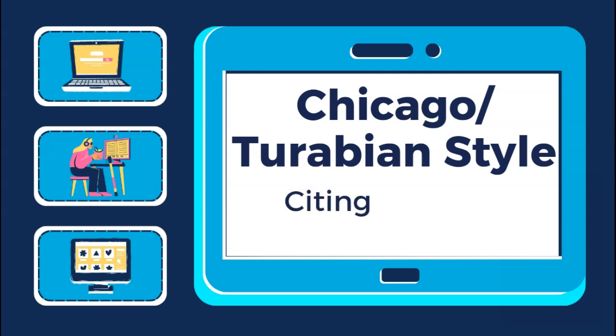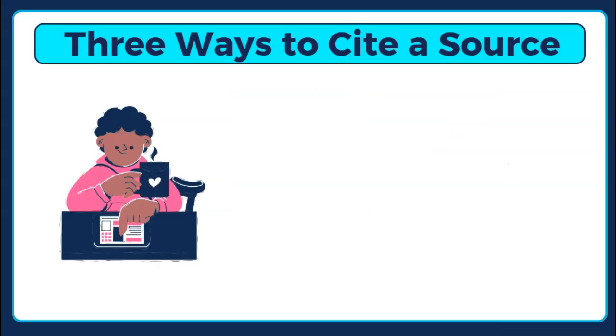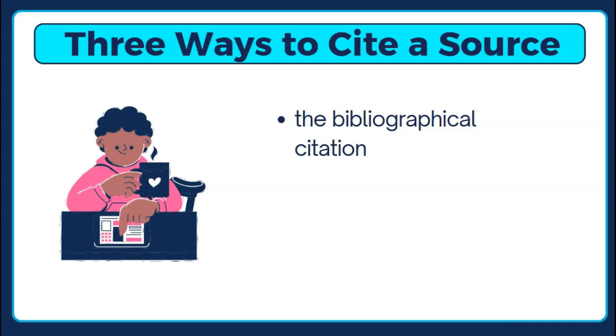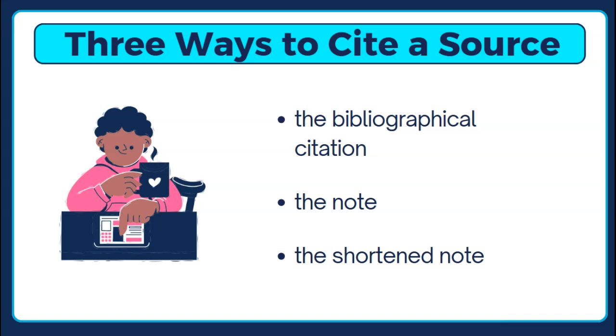Part 1 of citing your sources in Chicago's Notes bibliography style. In this style, there are 3 ways to cite a source: the bibliographical citation, which is how you'll cite the full list of sources at the end of your paper, the note, which is how you'll cite sources in the text of your paper, and the shortened note, which is a simplified version of the note. We'll talk more about when to use these forms in part 2, but for now, let's look at an example.